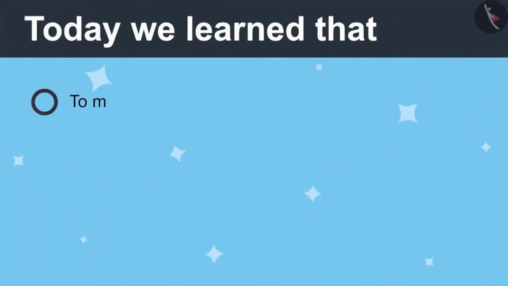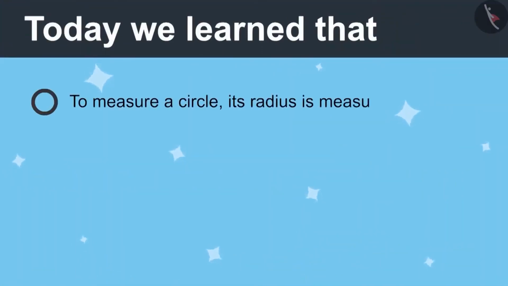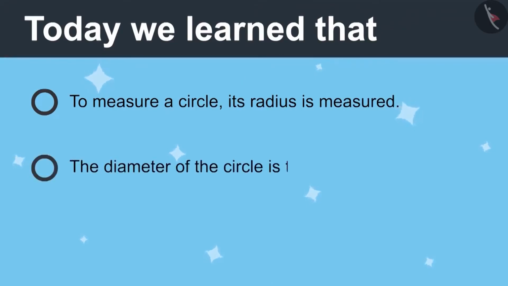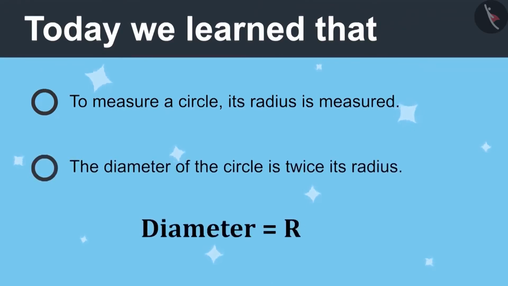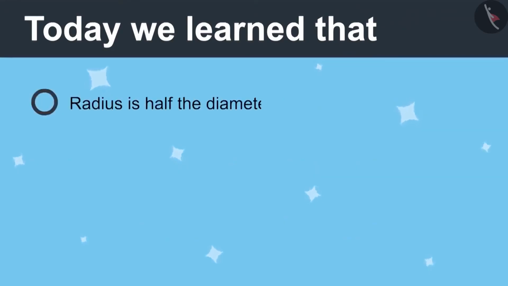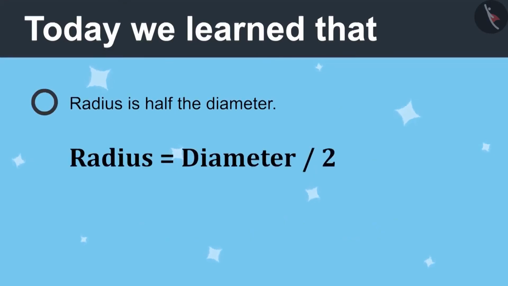Let's go. Today we learned to measure a circle, its radius is measured. The diameter of the circle is twice its radius. Diameter is equal to radius multiplied by 2. Radius is half the diameter. Radius is equal to diameter divided by 2.